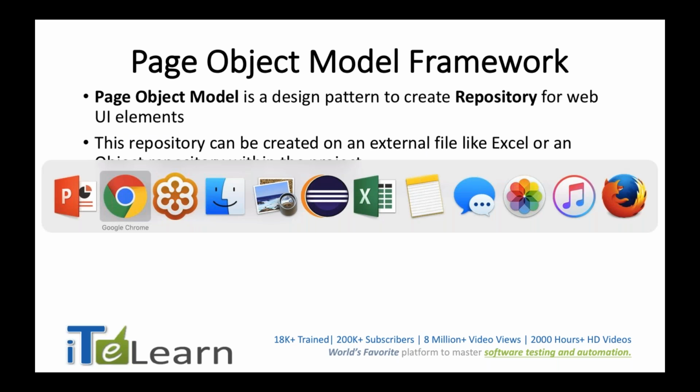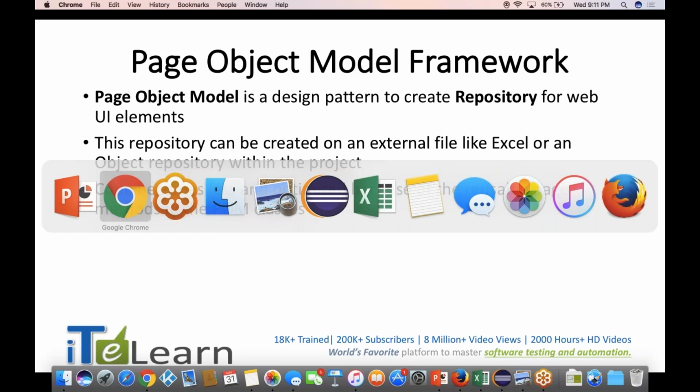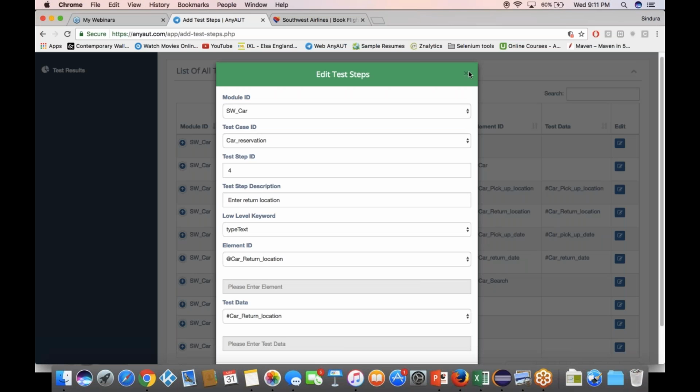So the next framework that we have is a page object model framework. So what we're going to do is create a repository for all the web UI elements. Again, I'll go back to the example.